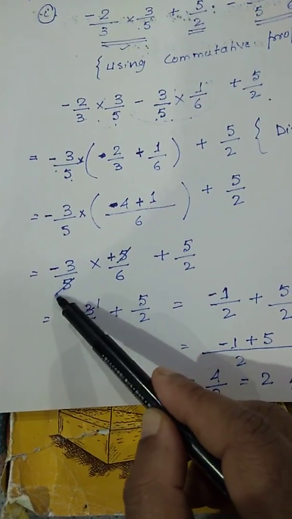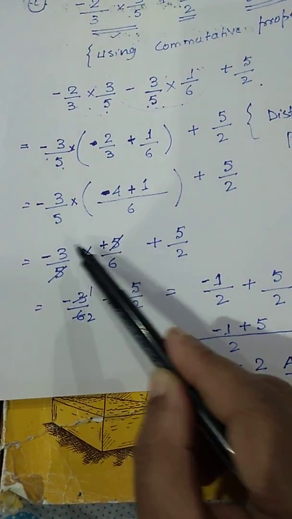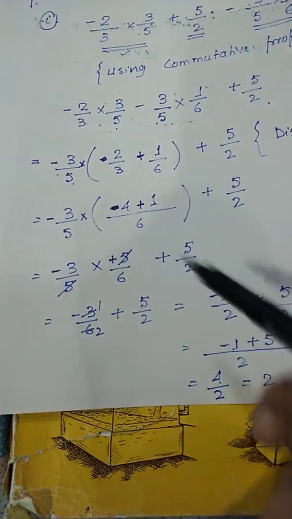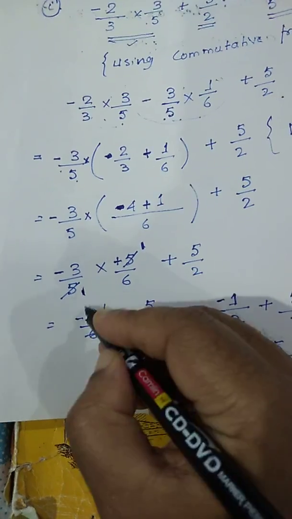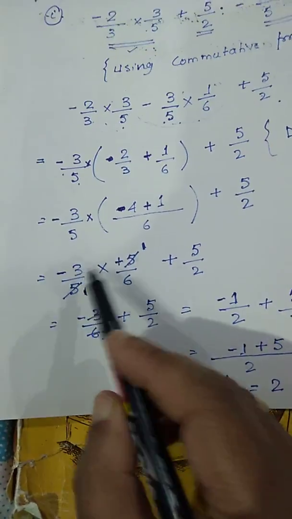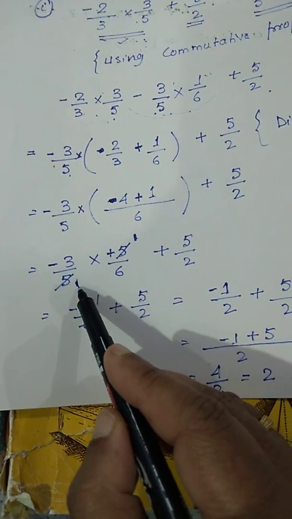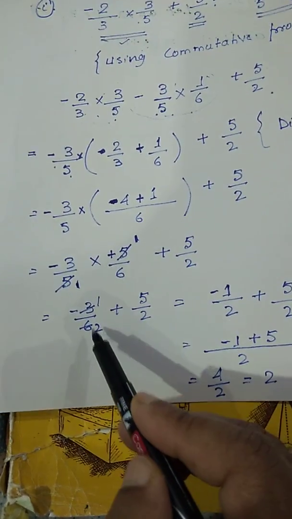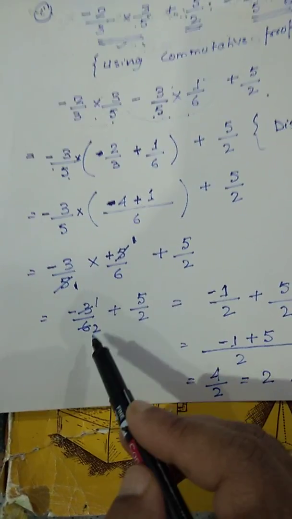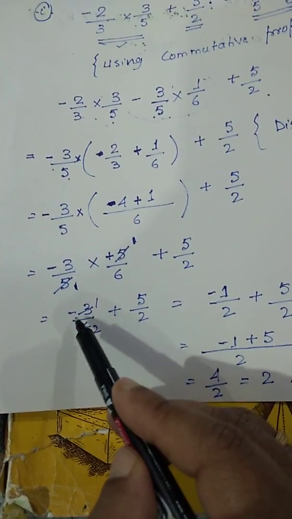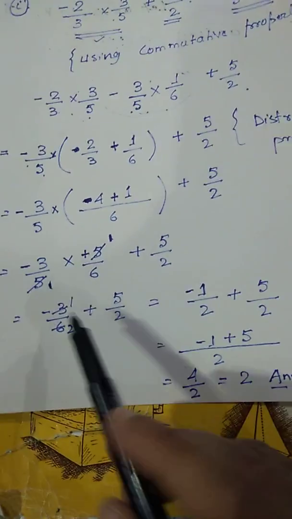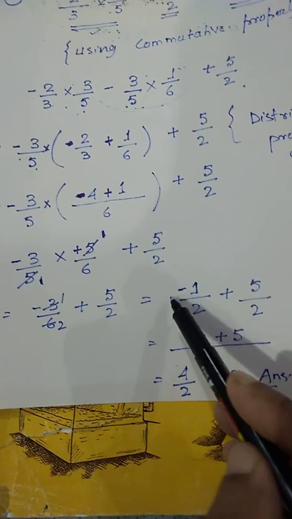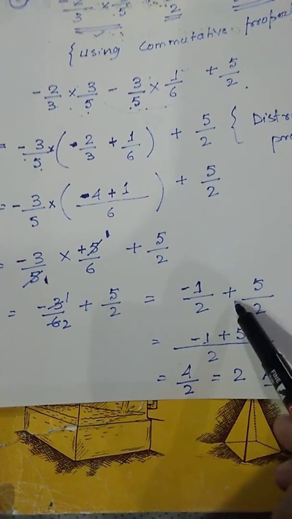Now I will reduce this 5 and 5. You could have reduced the 3 and 6, I have reduced it here. Plus 5 by 2. Now what is the answer of this? Here would be 1, and here would be 1 also. 5 ones are 5, 5 ones are 5. Now minus 3 into 1 is minus 3. 1 into 6 is 6. So minus 3 by 6 can be reduced by 3. That is 3 ones are 3 upon 3 twos are 6, plus 5 by 2. So finally it will be in the form of minus 1 by 2 plus 5 by 2.